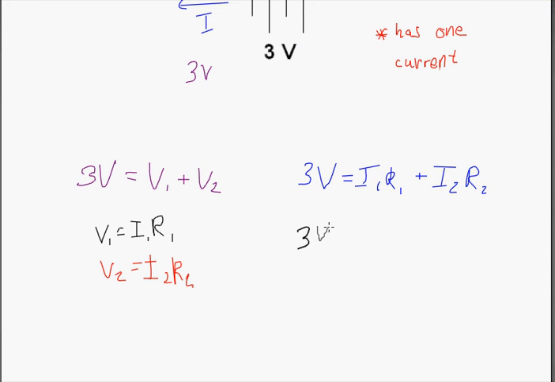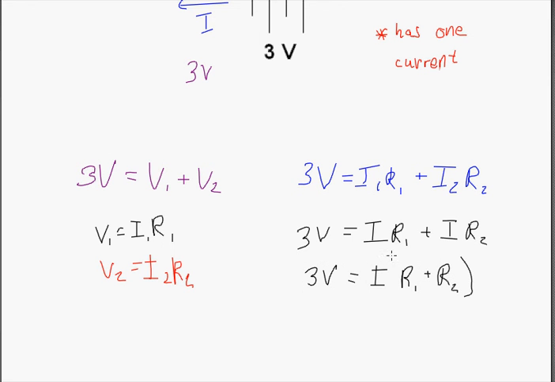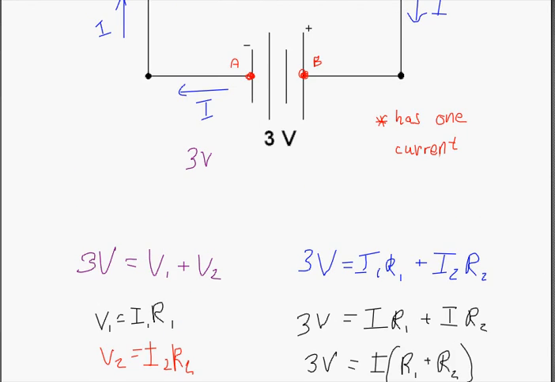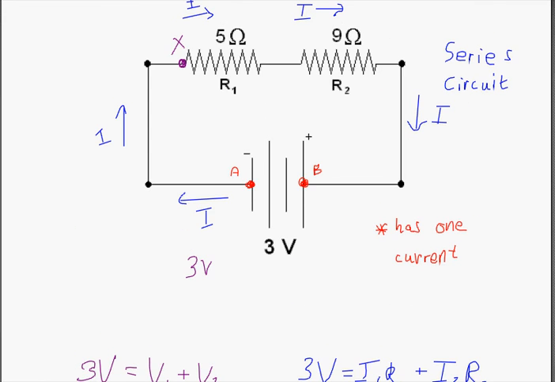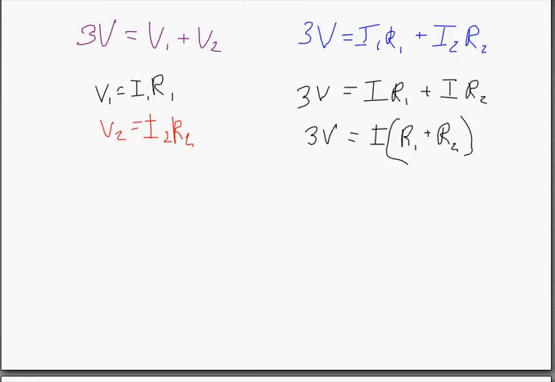So we should say 3 volts equals I R1 plus I R2. And then like terms we can pull out, we can say 3 volts equals I times (R1 plus R2). I need to put that in parentheses. And there we go. And this could be an easy way to solve for our current through our circuit simply by having these two values. So you end up getting 5 plus 9 is 14. And then divide both sides and you get 3 volts divided by 14 ohms equals our current.